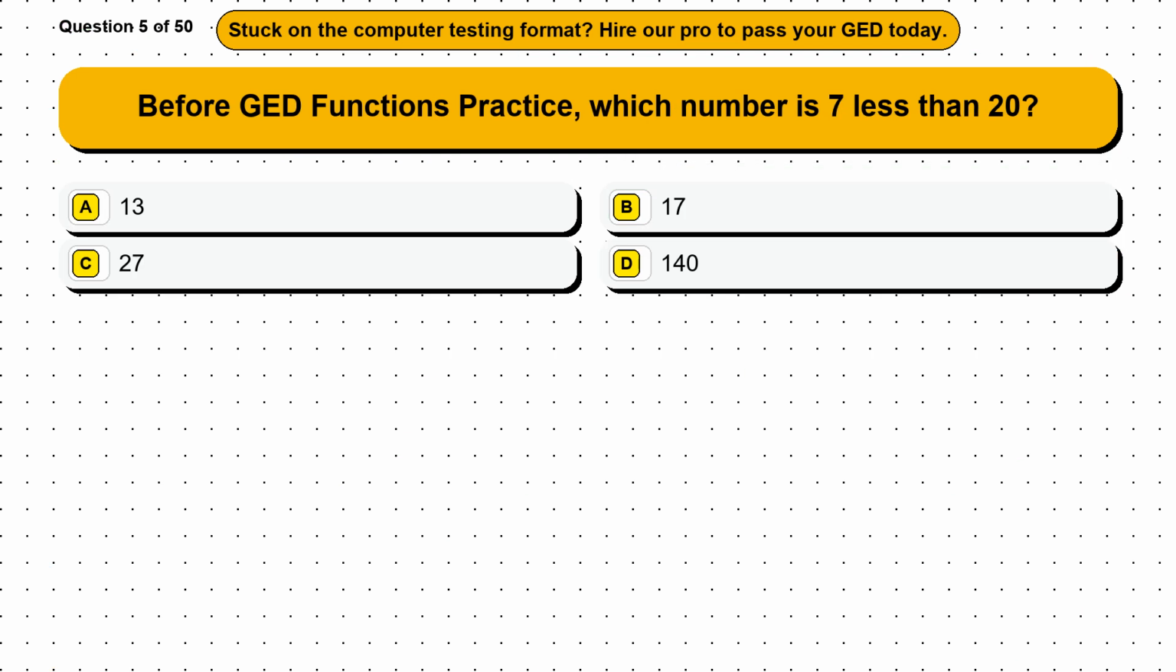Question 5. Before GED Functions Practice, which number is 7 less than 20? Option A: 13. Option B: 17. Option C: 27. Option D: 140.